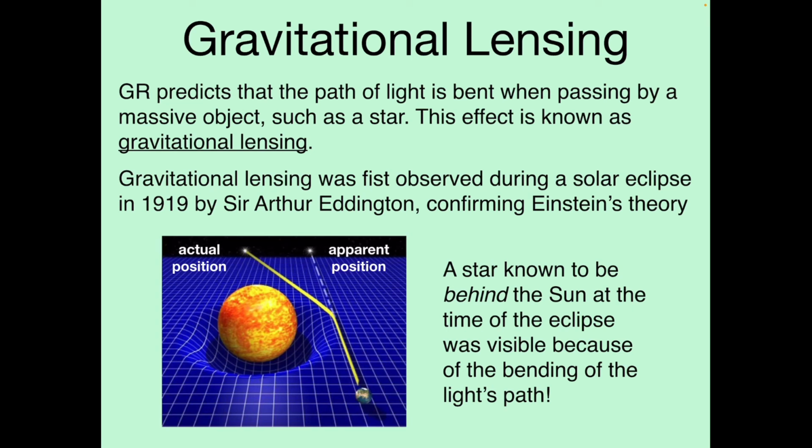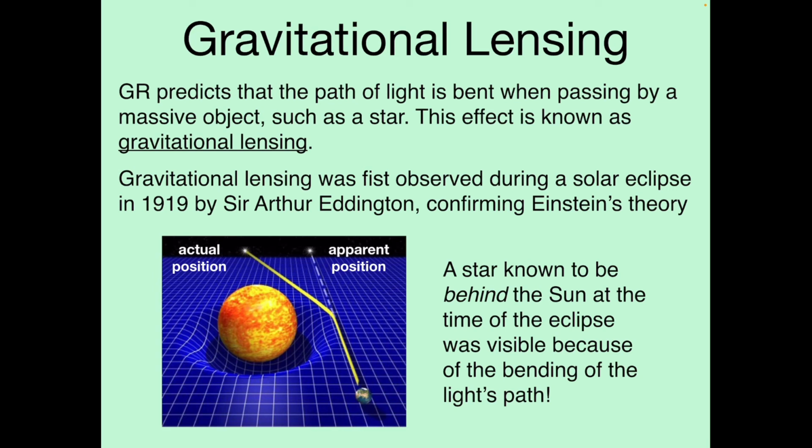General relativity predicts that the path of light is always going to be bent when it passes by a massive object like a star. The reason this happens is the massive object will curve the space around it, causing the path that light takes to bend. And so that's the idea behind gravitational lensing. Gravity can have the same effect that a lens does, bending the path of light rays.